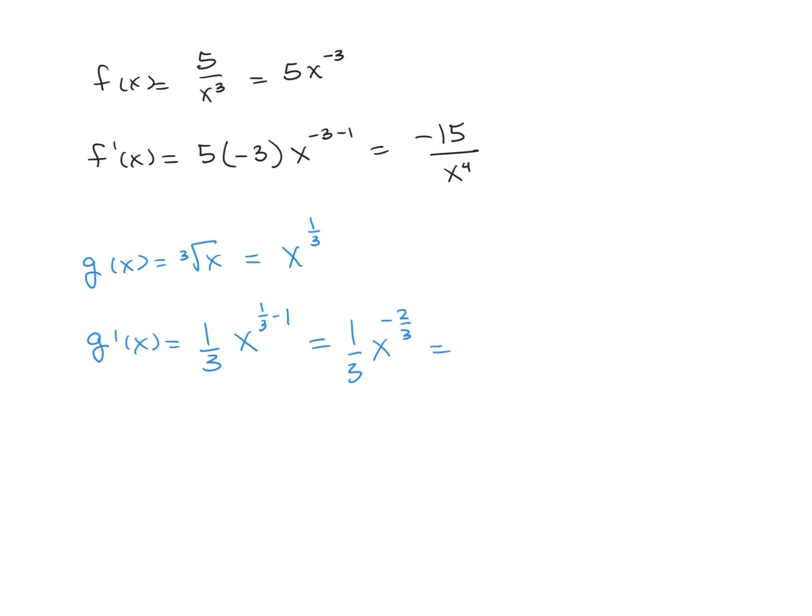Writing this back as a radical again, we have 1/3 and then 1 over the cube root of x squared, or just 1 over 3 times the cube root of x squared.